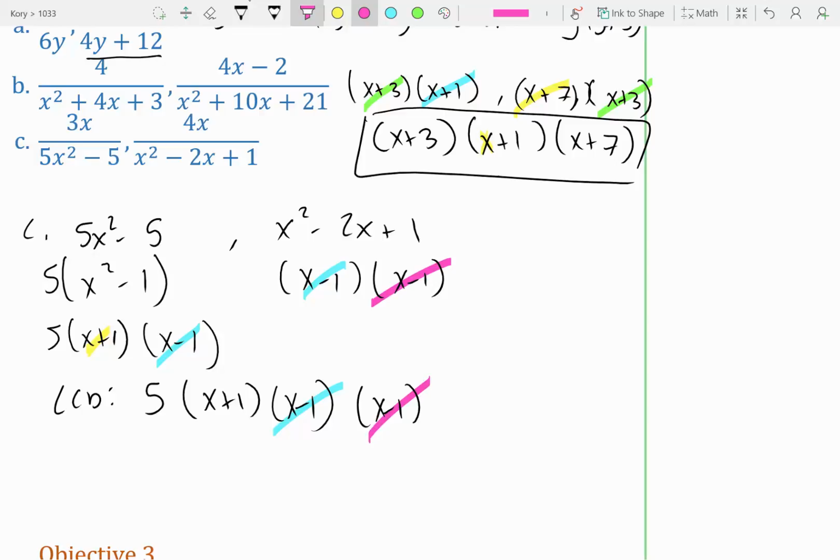So our LCD is 5, x plus 1, and x minus 1, x minus 1. Now you're not going to get something ridiculous like that for the test or for the homework, so don't worry about that.